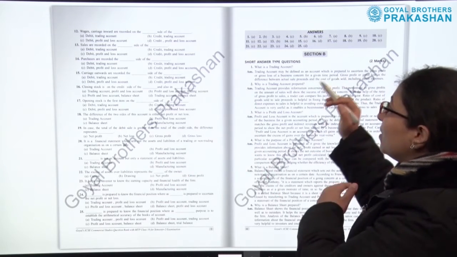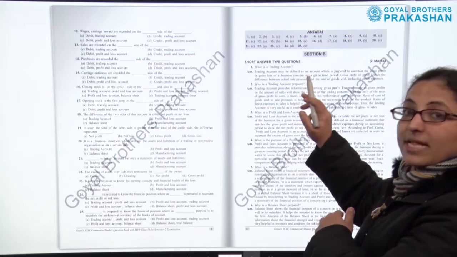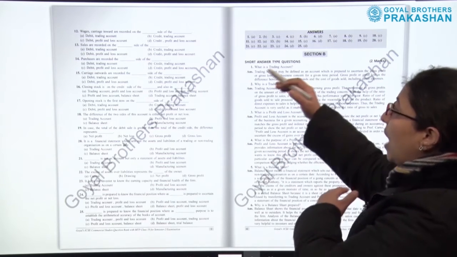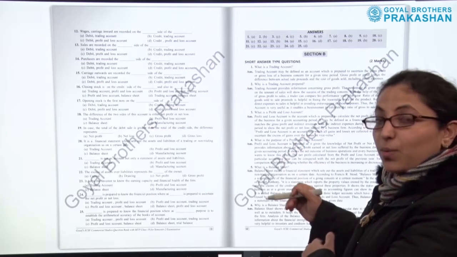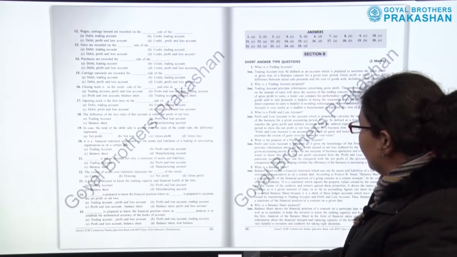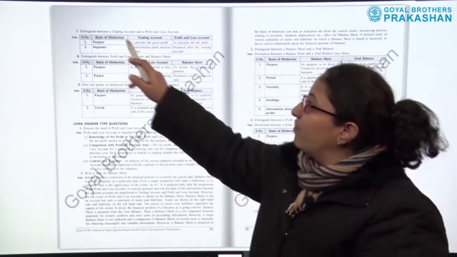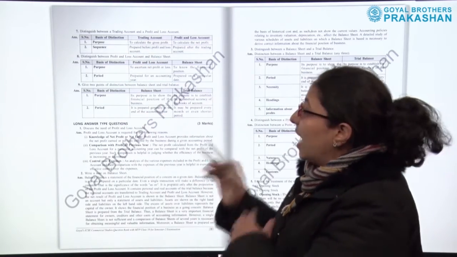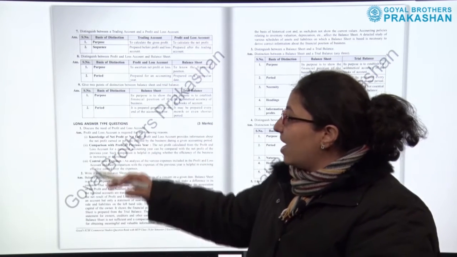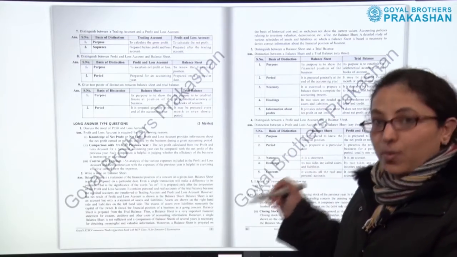After that, section B, short answer type questions, which are for 2 marks each. Here again, all the answers are provided along with the questions themselves. So these are all short answer type questions, which are for 2 marks each. After that, long answer type questions are there, which are for 3 marks each. Again, all the answers accompany the questions.